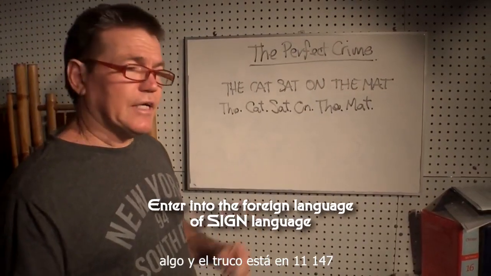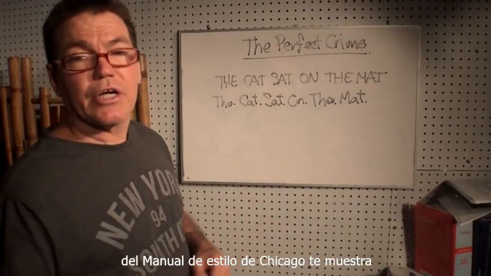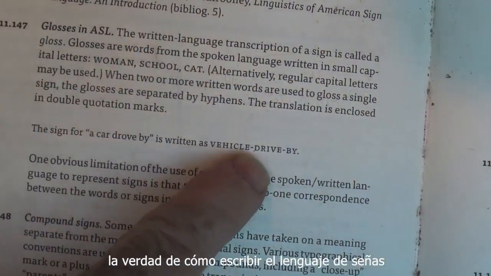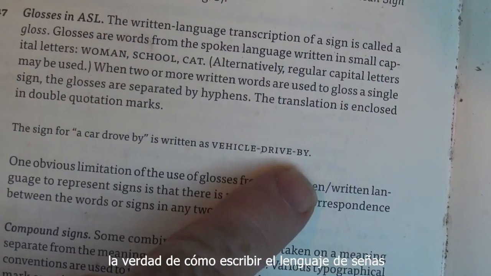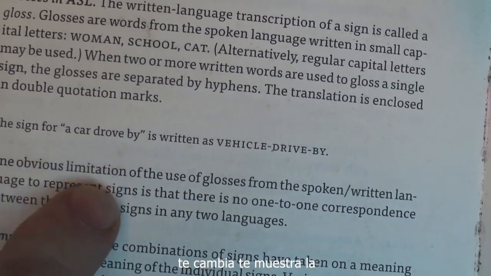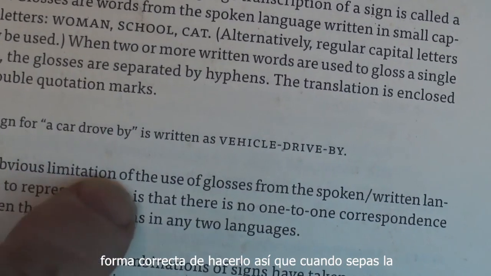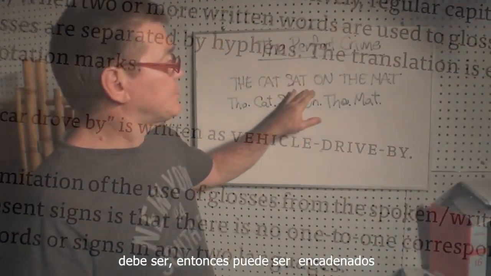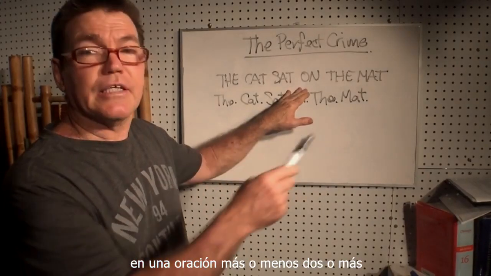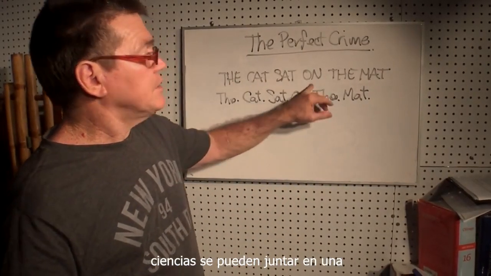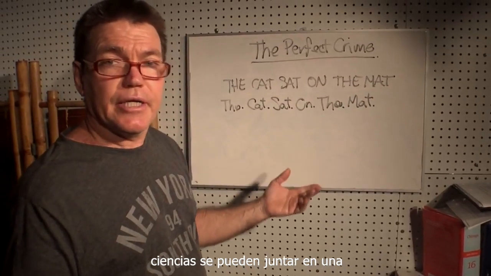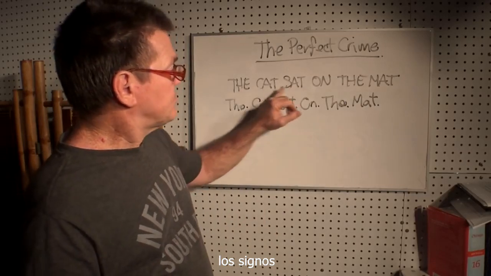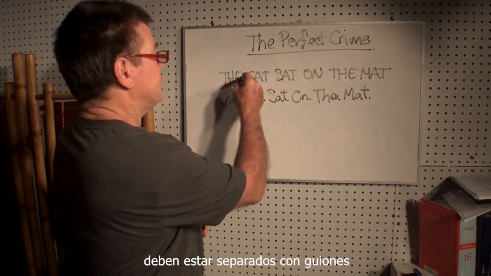And the trick is, in 11.147 of the Chicago Manual of Style, it shows you the truth of how to write sign language. It shows you the correct way to do it. So when you know the correct way to read sign, or how it is meant to be, so that two or more signs can be strung along into a sentence, the signs must be hyphenated.